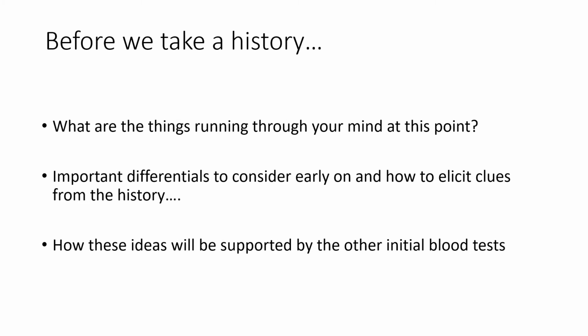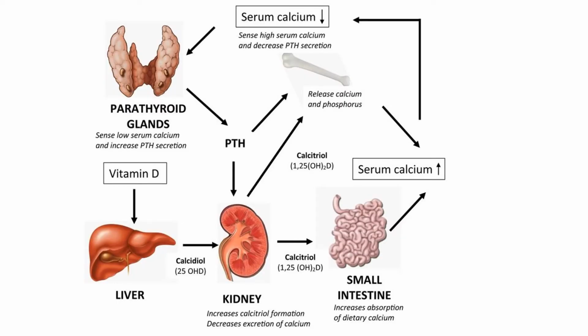Just a couple of things to consider before we start looking at the history is it's good to have an idea of a differential when you see the patient. So we know that she's been referred in with a high calcium. So when you approach the history, you want to have an idea of the different possibilities because it will help target your questions. So especially we can focus on the important differentials to consider early on and how to figure out whether it's likely to be one of those differentials. Then we can look at how these ideas are going to be supported by the blood tests we look at afterwards. So before we dive in, let's just have a quick recap on the calcium cycle in the body.